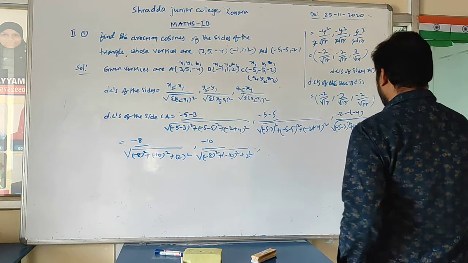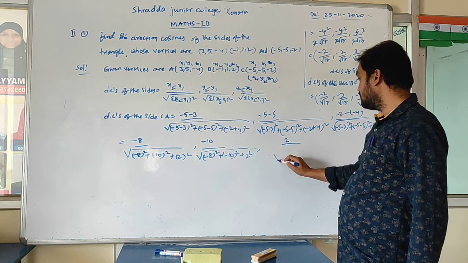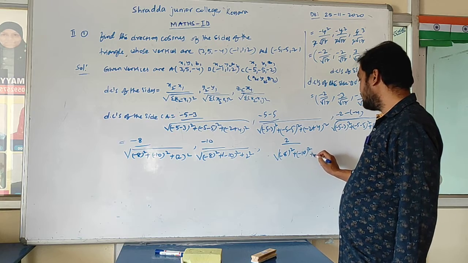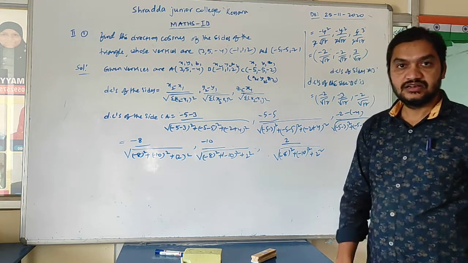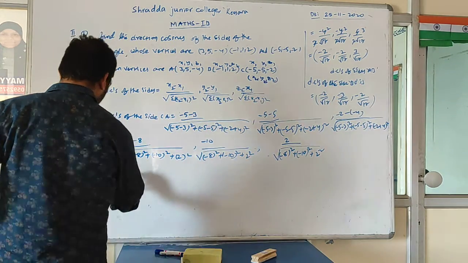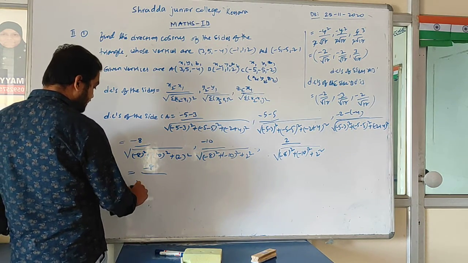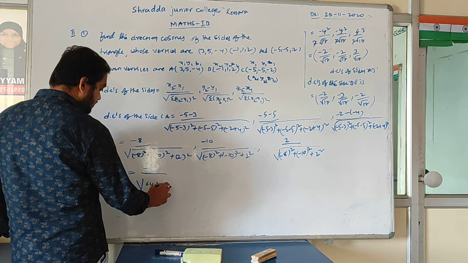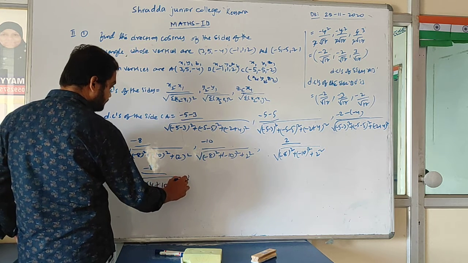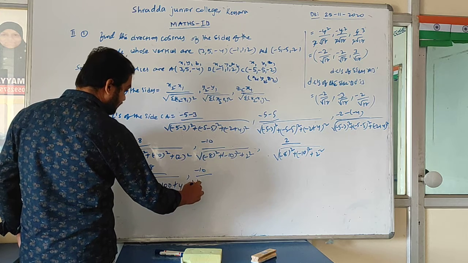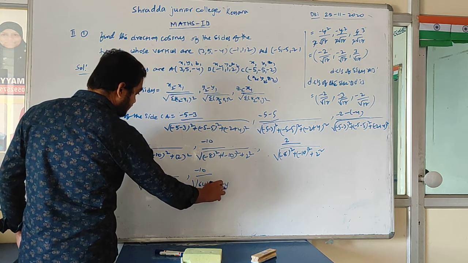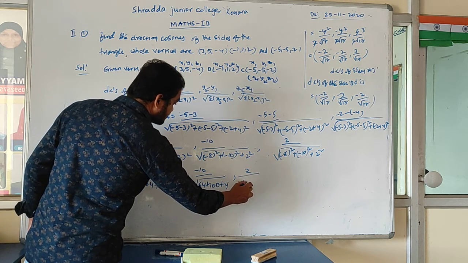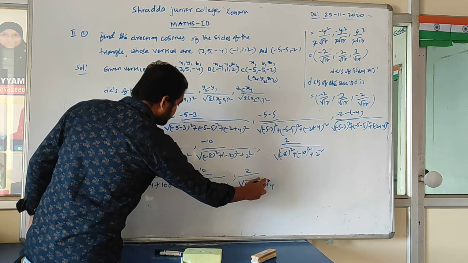And next what? Minus 2 plus 4 is nothing but 2. The denominator is same: square root of minus 8 square plus minus 10 square plus 2 square. Now what we are getting here? This is equals to minus 8 by square root of, minus 8 square means 64, minus 10 square means 100, plus 4. This is minus 10 by square root of 64 plus 100 plus 4. Here also same, 2 by square root of 64 plus 100 plus 4.